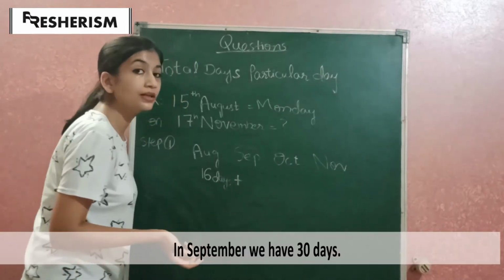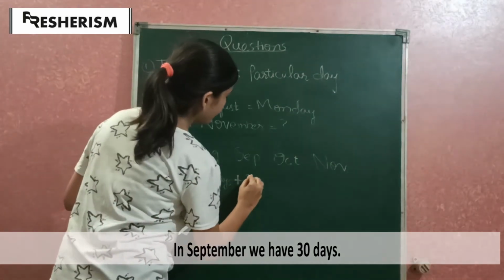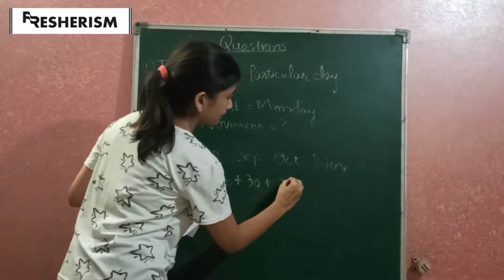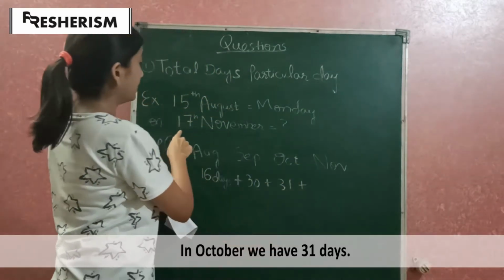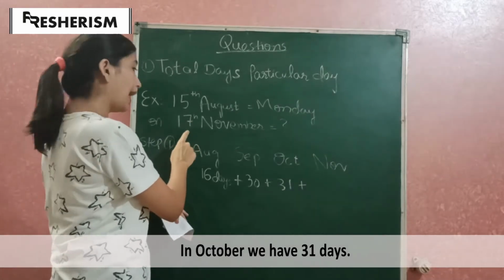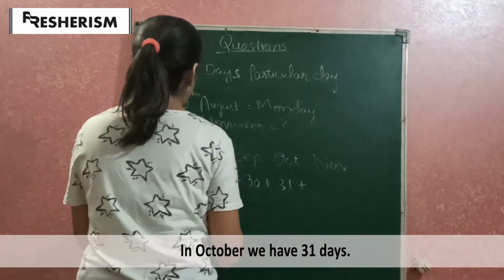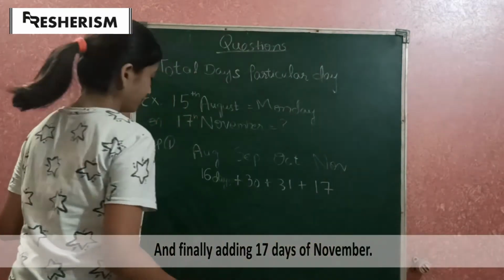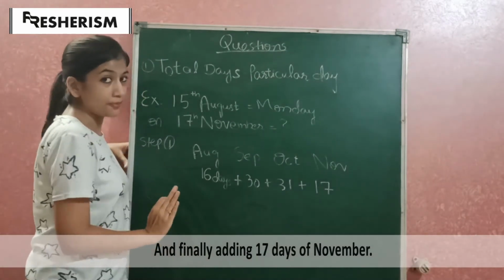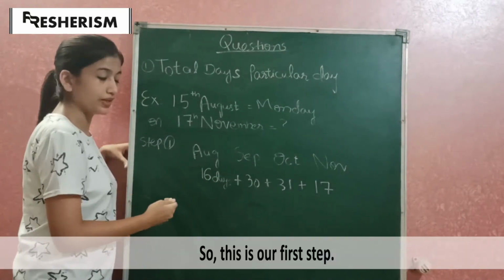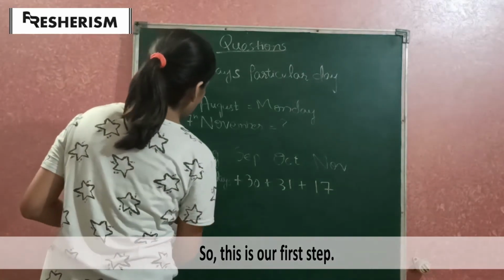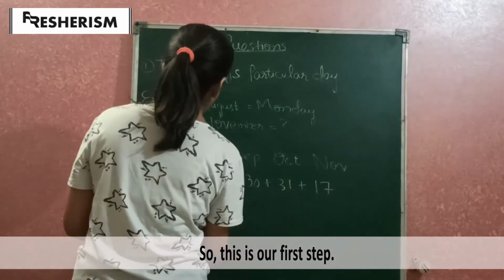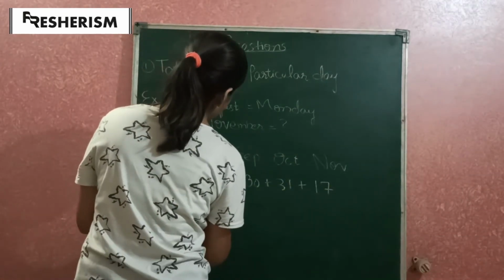Plus September, how many days? 30. Plus October, how many days? 31. Plus till 17th of November. We have to incorporate this 17th November. This is step 1, to calculate the number of days between them. So if we total all these days, 16 plus 30 plus 31 plus 17, this will be 94 days.